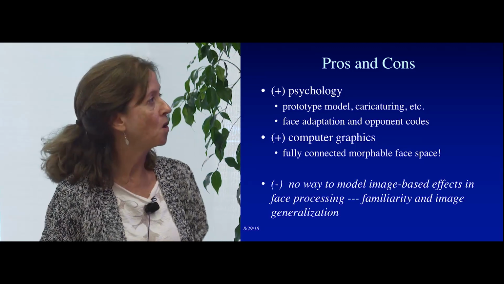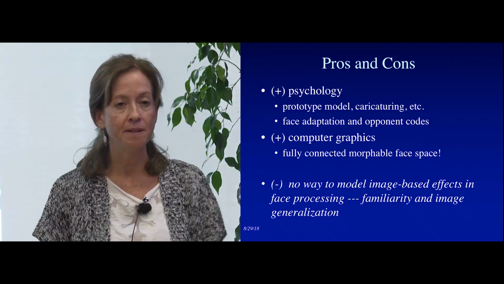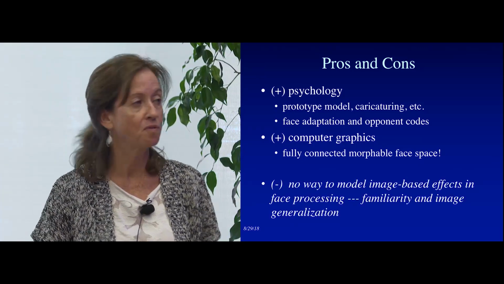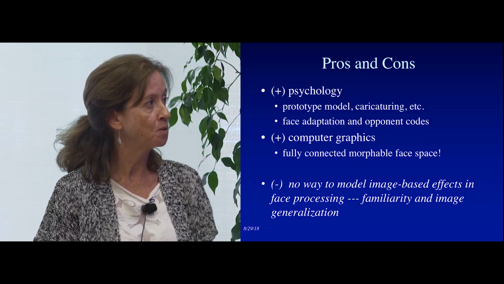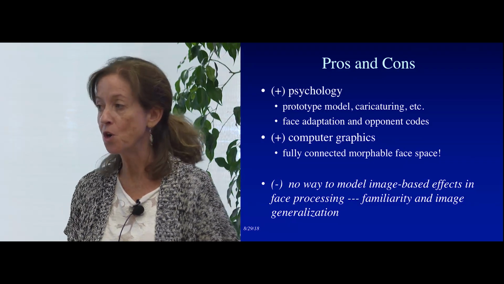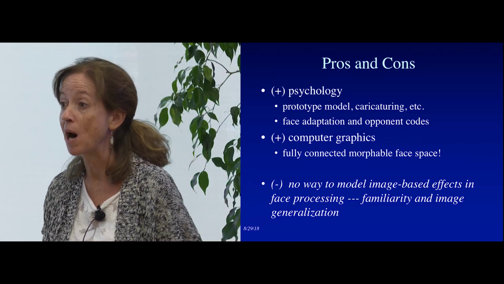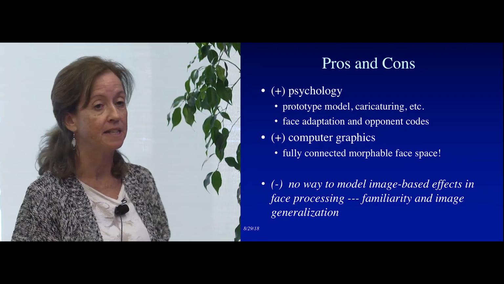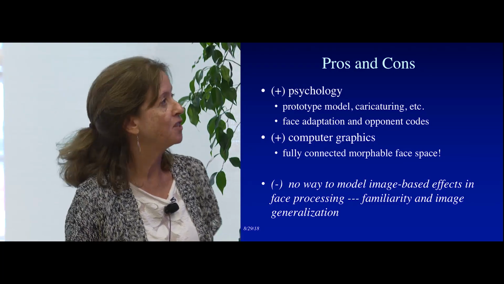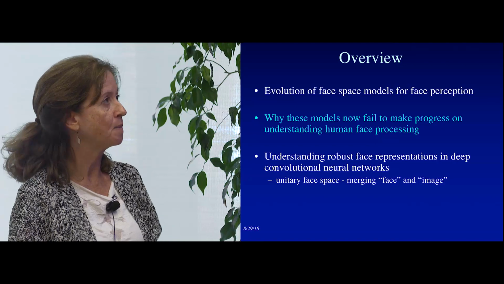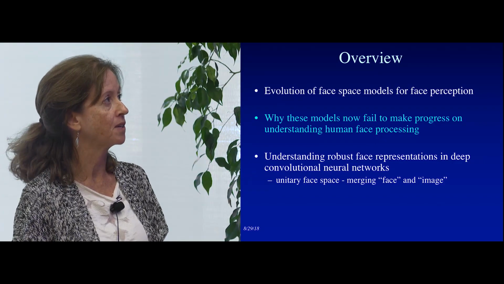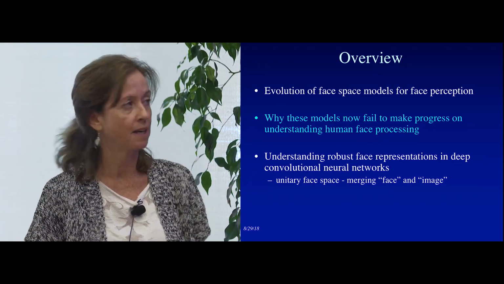But this model also has a problem. And the problem has been hinted at so far. There's no way to model image-based effects in face processing, and therefore no obvious way to model familiarity in image generalization. And so this brings us to part two. So why these models now fail to make progress on understanding human face processing.